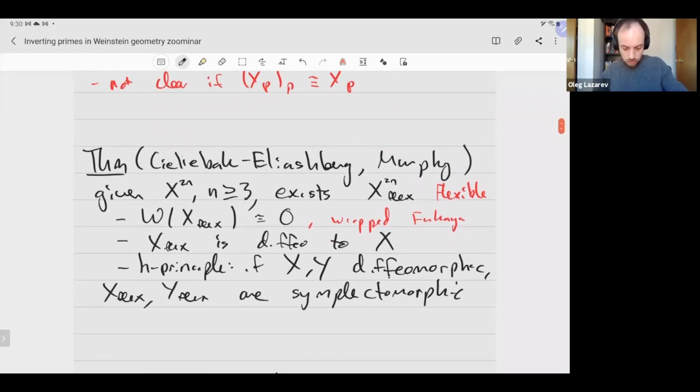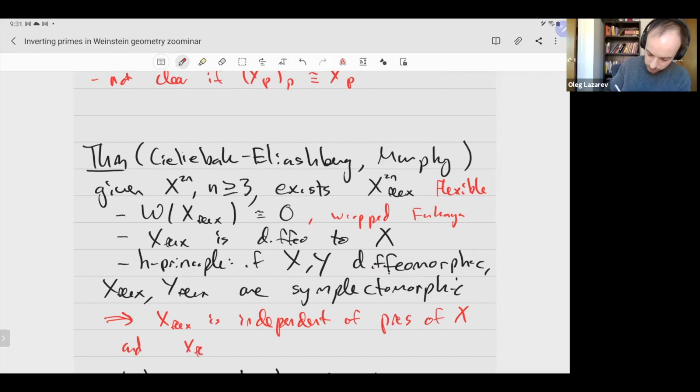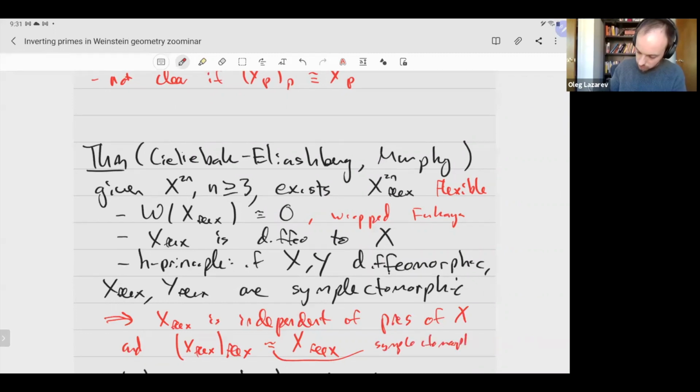So what this implies is that X flex is independent of the presentation of X, and X flex is idempotent. By equivalence here, I mean symplectomorphism or Weinstein homotopy.